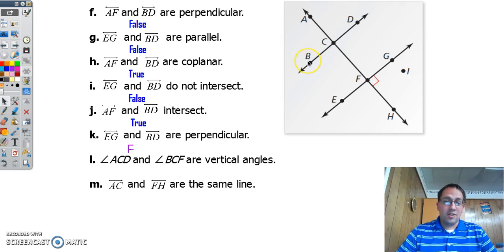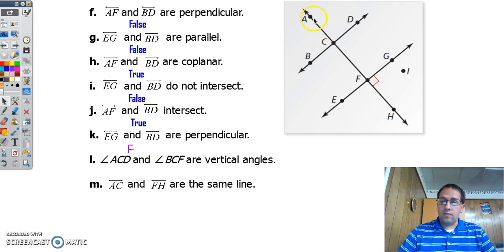EG and BD don't even look perpendicular. But for them to be perpendicular, they would have to intersect somewhere at a right angle, and there's nothing to show that they intersect at a right angle. It would be kind of hard, since this is a right angle, for these to also be a right angle. But yeah, we are not going to be able to assume that. There's no information saying that.